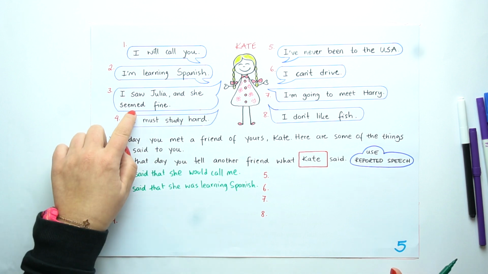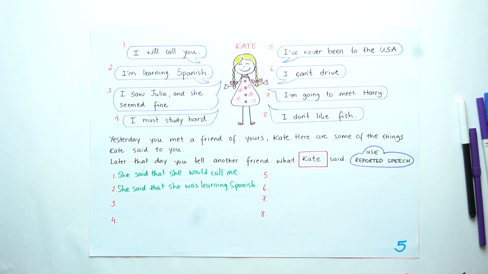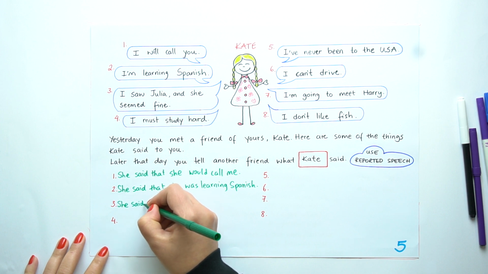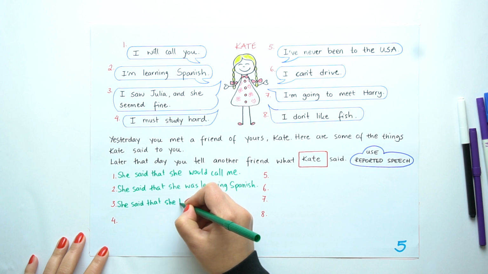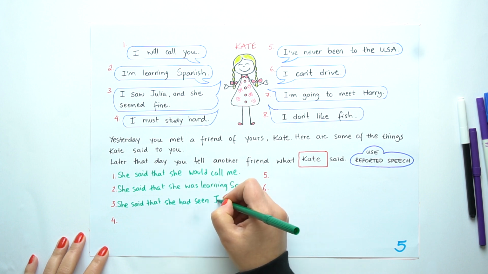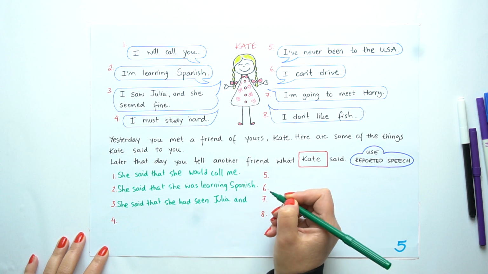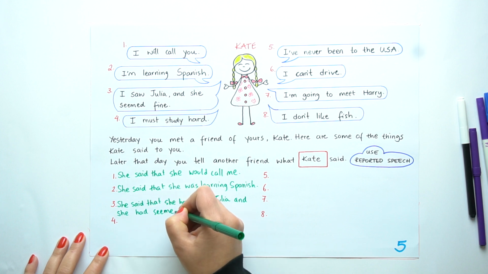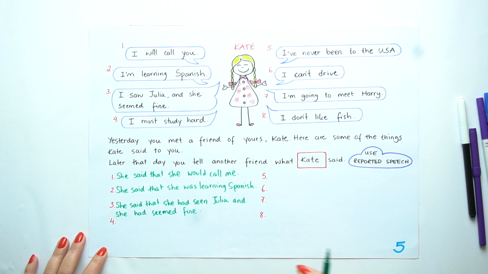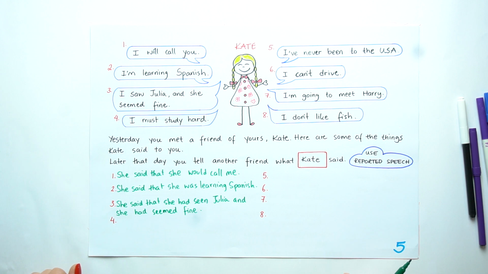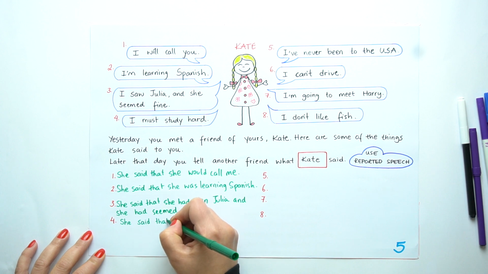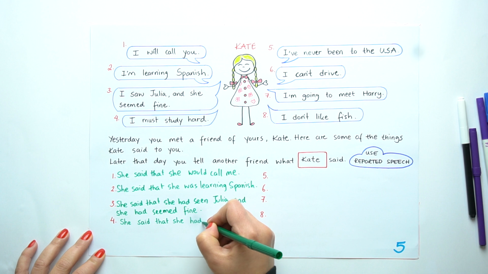We have saw and we have seemed, right? So what do we use instead of these two verbs? They're both in past tense, and remember, past tense becomes past perfect. So she said that she had seen Julia and she had seemed fine. Remember, must becomes had to. I must study hard, so she said that she had to study hard, okay?